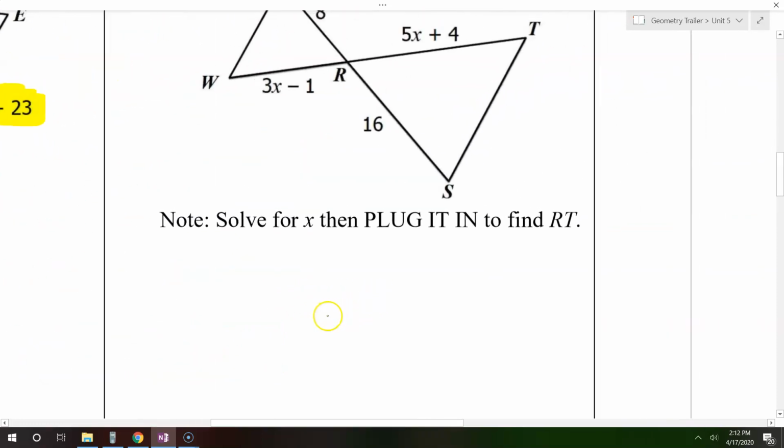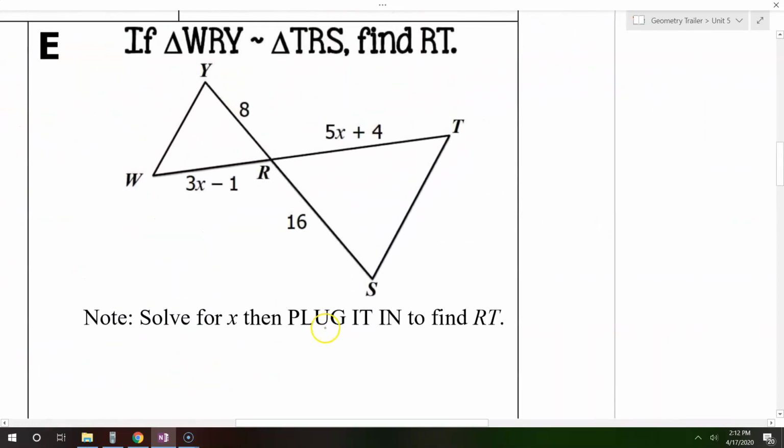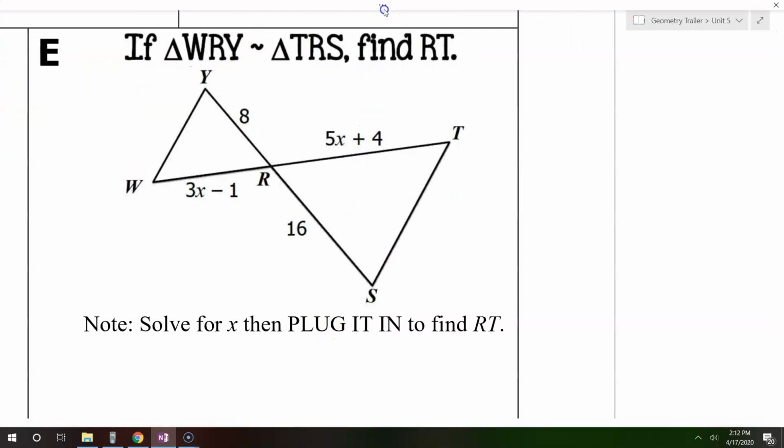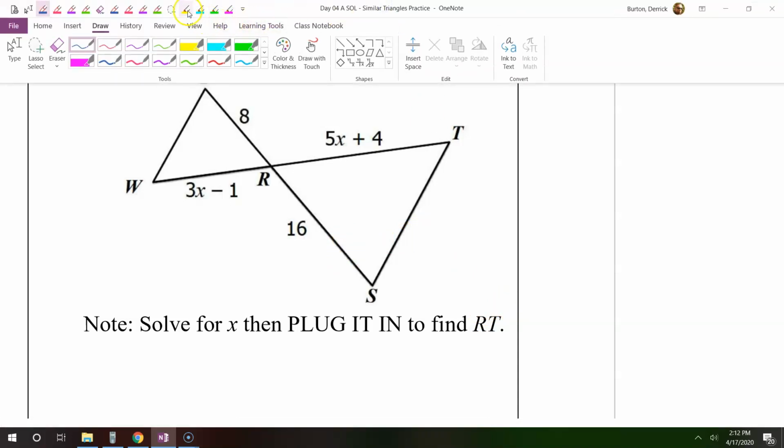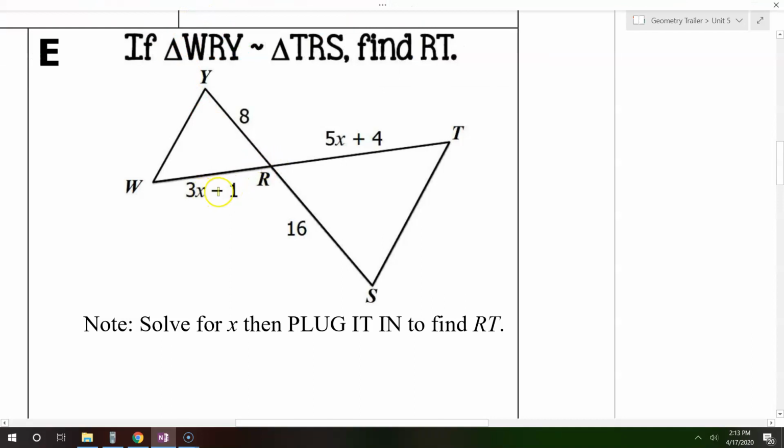All right, here comes the last problem. Watch out because this one does have an extra step to it. Yes, we're going to solve for x, but then we need to plug it in to find RT. So watch out for that extra step that we sometimes need to do. But the first step hasn't changed. We're still going to match up these corresponding sides.